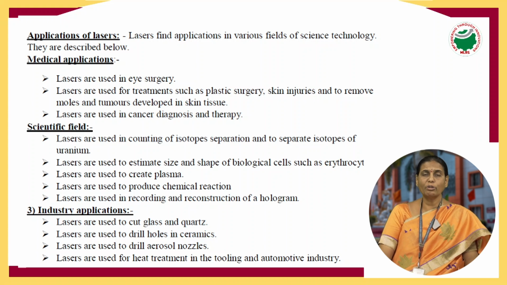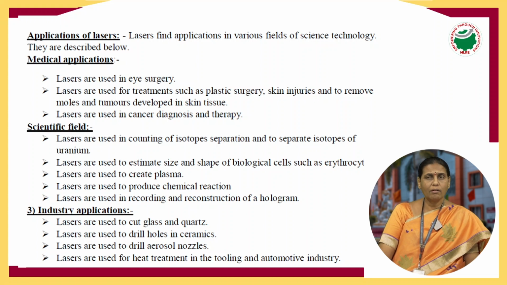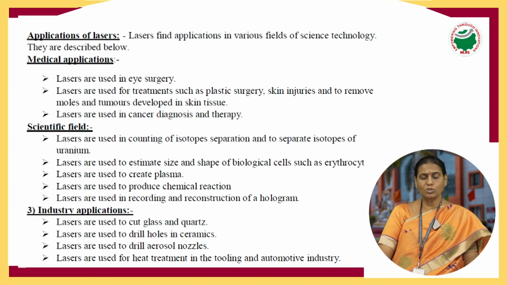Next, they are used to create plasma also. Laser light is used to create plasma. Lasers are used to produce chemical reactions. When laser light falls on some gases, some molecules, it produces some chemical reactions. Next, industry. Industry also, it is used in very huge things. Lasers are used to cut glass and quartz. It is used to drill holes in ceramics.